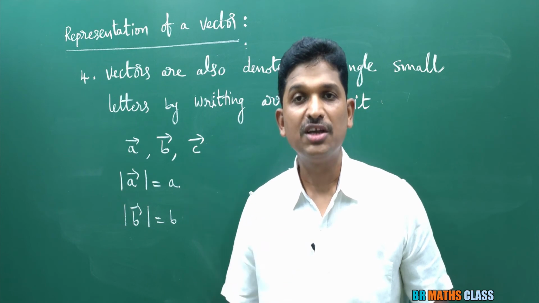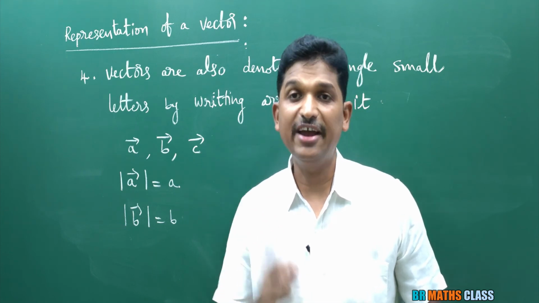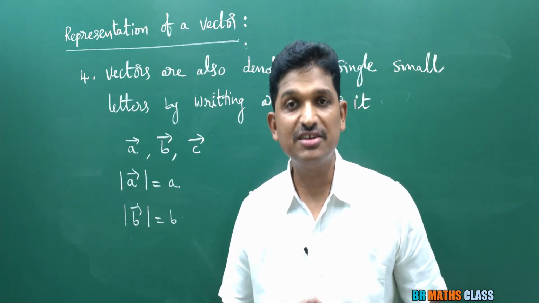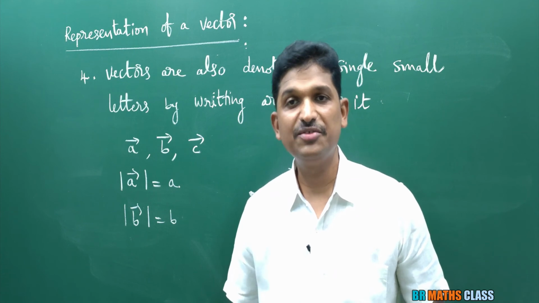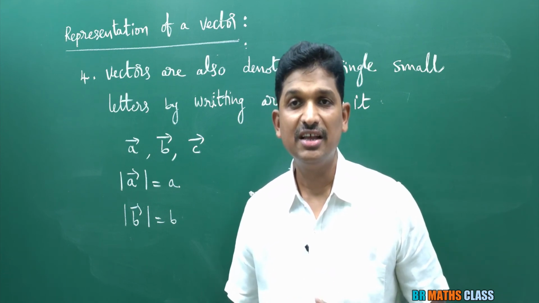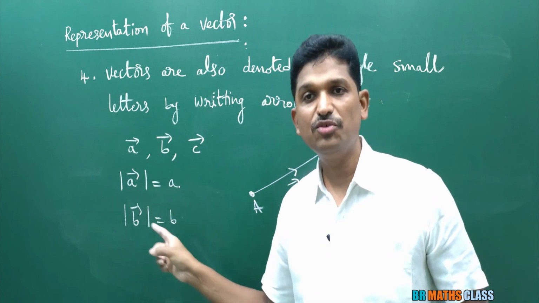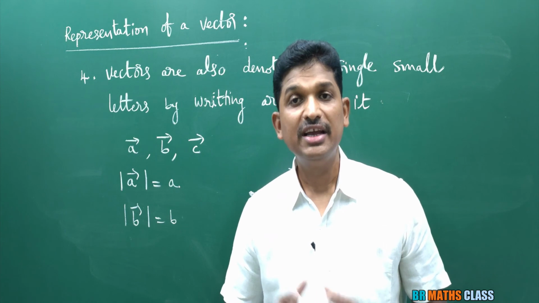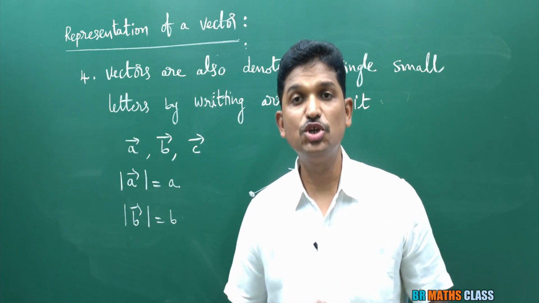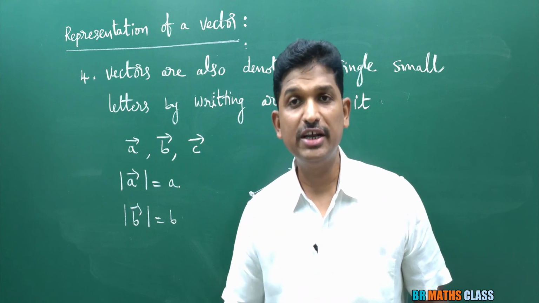And fourth point, vectors are also represented by single small letters by writing arrow over it. Like A bar is a vector. While doing the problems, we'll write A bar is a vector, B bar is a vector, C bar is a vector, like that we'll write. In general, magnitude of A bar is written as a. Magnitude of B bar is written as b. Okay. In next class, we are going to learn different types of vectors. What is zero vector? What is unit vector? Very important definitions you are going to learn in next class.